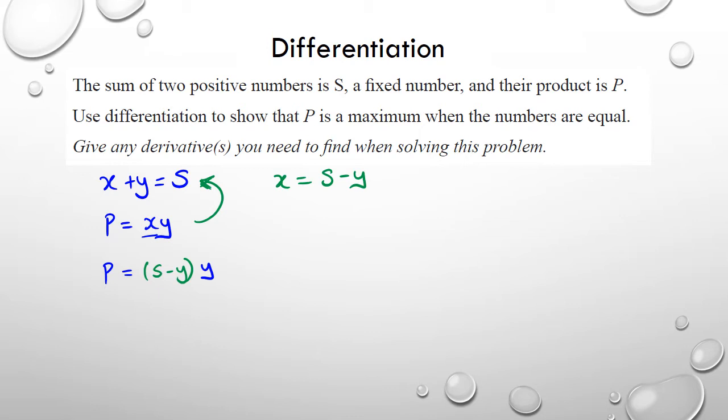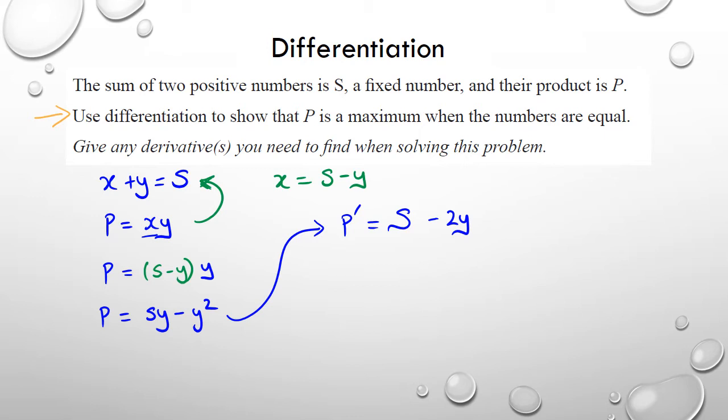Now we can write the product p as s multiplied by y minus y squared. The question asks you to use differentiation to show that p is a maximum when the numbers are equal. So I need to differentiate this function, which is p. p dash in this case is going to be s minus 2y. Is that okay so far?